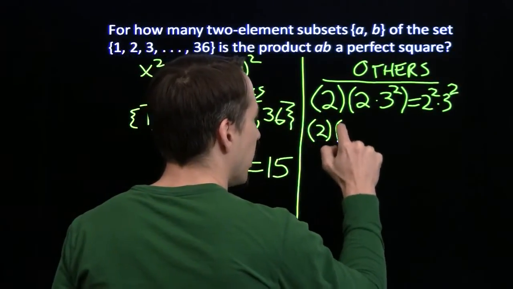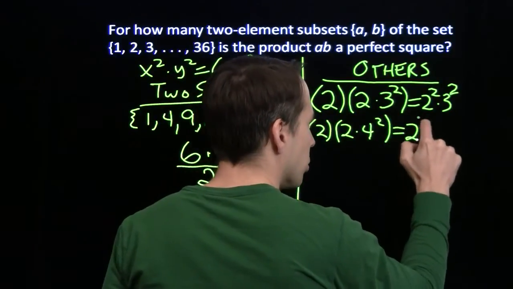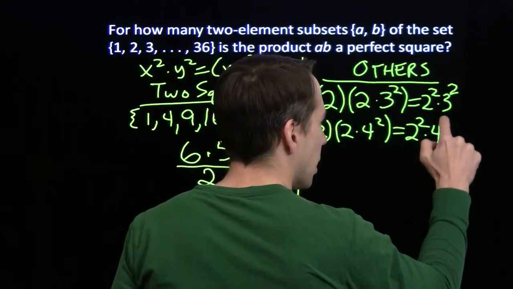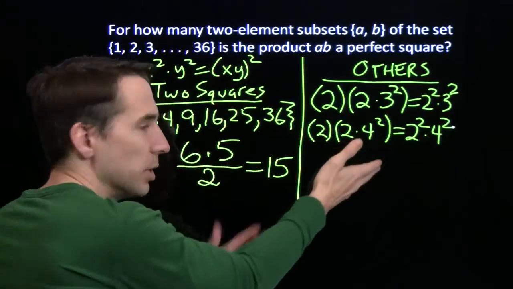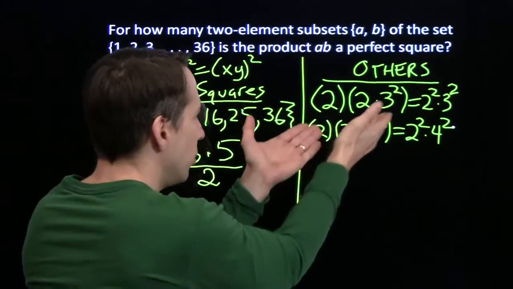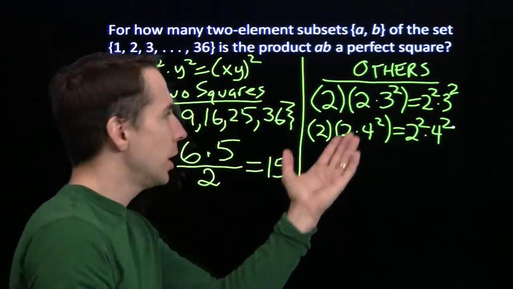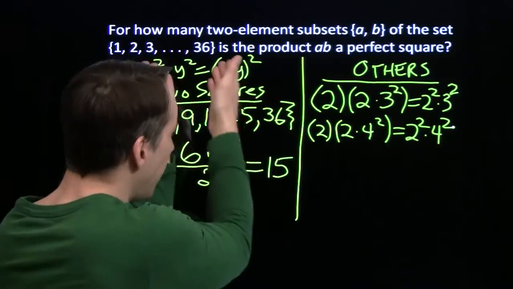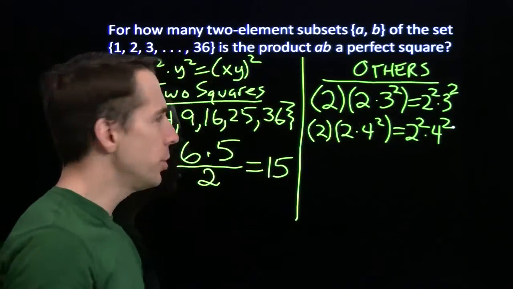And same thing if I did 2 times 4 squared. I get 2 squared times 4 squared. So we see that there are more right away. I mean, this is 2 times 18. That gives me 36. So this isn't the end of the story here. We're going to be able to construct some more pairs whose products are a perfect square, and we've got some clue here how to do that.